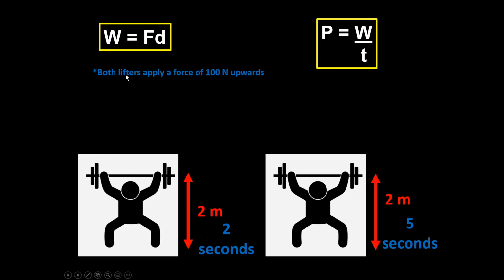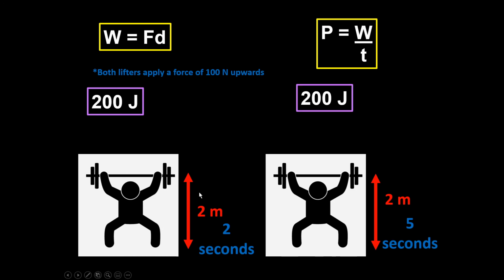And if we look at it this way, we can figure out the work that each one of them do. Because work equals force times distance, if we know they're both doing a force of 100 newtons upwards, and the distance is 2 meters, well, that's just 100 multiplied by 2, and we should get 200 joules as the work. And remember, the work is the same for each one of them, because they're both lifting the weights 2 meters, and we're going to assume that they're identical, and it's both going to be the same amount of force applied here. So we're just going to assume that the work here is going to be identical.